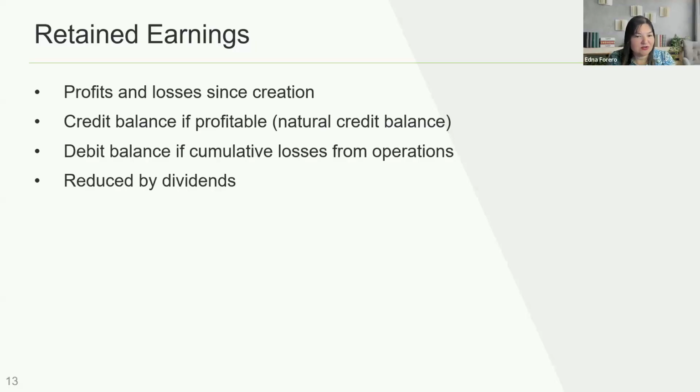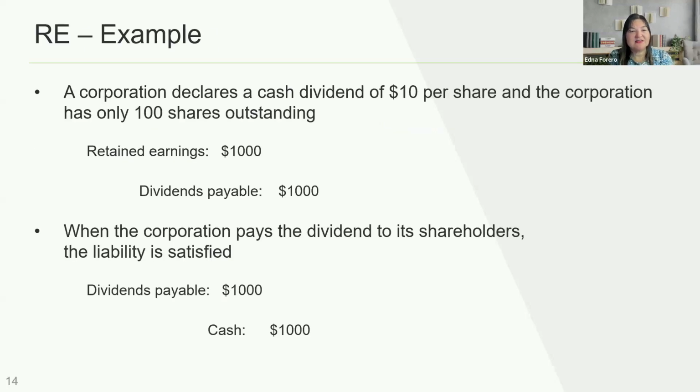Again, we've got a running total of our debits and credits, so we should see that there's a natural credit balance there. Or we might have a debit balance if the cumulative losses from the operations are too large. So we're going to see that in our journal entries and look at our books. The retained earnings might also be reduced by dividends that are paid out to the shareholders. I'm going to give you an example of that next.